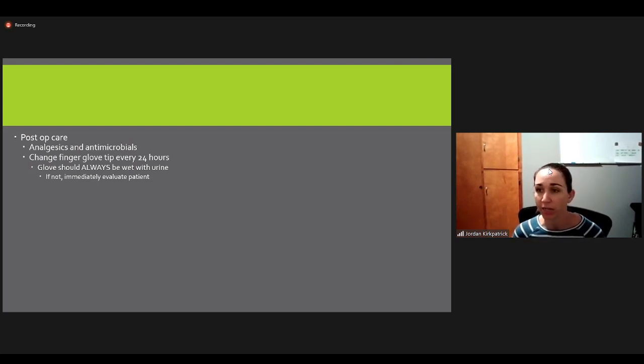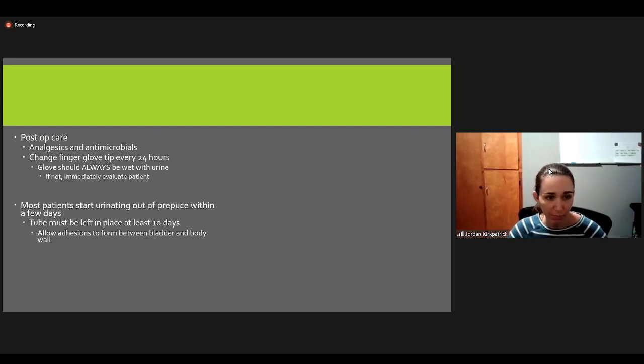If at any point it is dry, you need to immediately assess your patient because the Foley catheter could be blocked, because there could be stones in there, and you may need to flush it or triage in some way to make sure that you can get urine to drip out again. Otherwise, they're going to strain to urinate. They could rupture their bladder or their urethra or something like that.